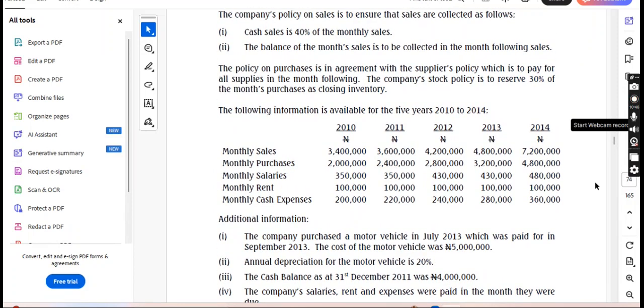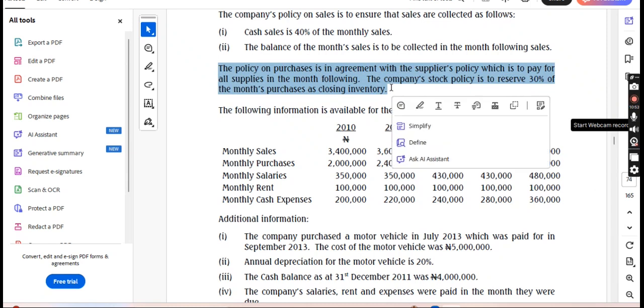Is that not so? Now, don't forget in this paragraph we're told they make mention of inventory, that the policy on purchases is in agreement with the supplier's policy, which is to pay all suppliers in the month following. That is suppliers, purchases, right? We are not in cash budget or forecast. We are in profitability. We need the opening, the closing, and the purchases, right?